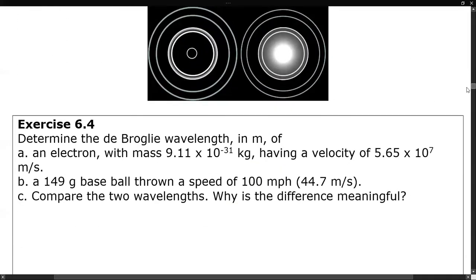To prove that to ourselves, we calculate the de Broglie wavelength of an electron. The electron has a mass of 9.11 times 10 to the minus 31st kilograms and a velocity of 5.65 times 10 to the 7th meters per second. And we'll compare that to a baseball weighing 149 grams with a speed of 100 miles per hour, or 44.7 meters per second. Why is the difference meaningful? One's a really small particle that should have quantum properties, and the other is a large particle, a baseball, that we can see and touch, where it's hard to say, oh, here's this electron. So there's going to be a distinct difference between the two when we do the calculations.